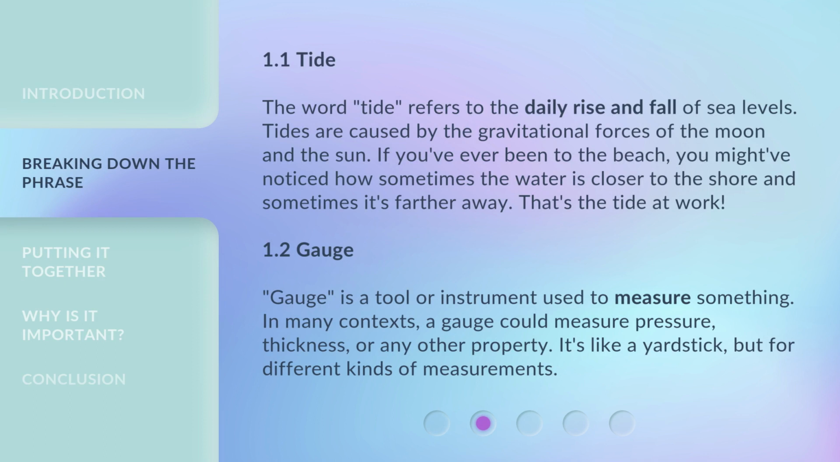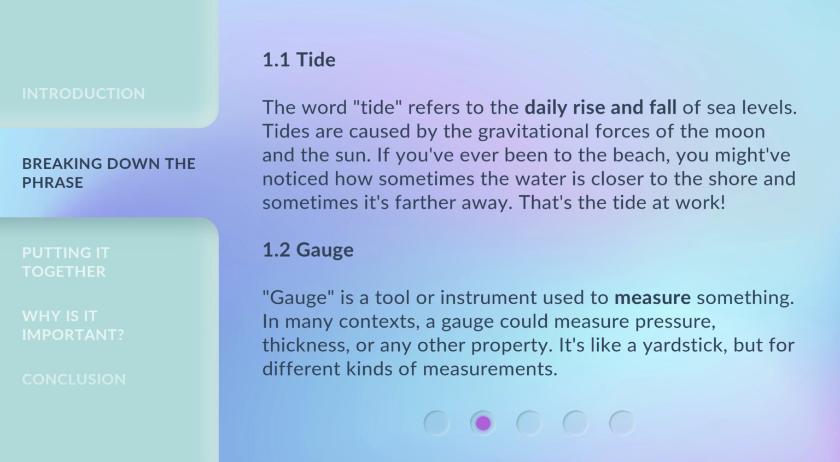1.1 Tide. The word, tide, refers to the daily rise and fall of sea levels. Tides are caused by the gravitational forces of the moon and the sun. If you've ever been to the beach, you might have noticed how sometimes the water is closer to the shore and sometimes it's farther away. That's the tide at work.